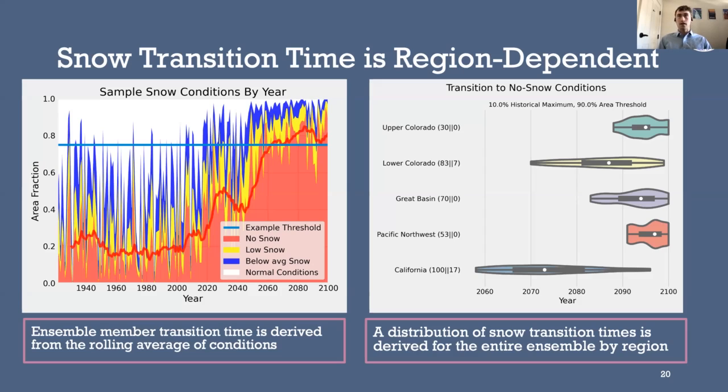Interestingly, California and Lower Colorado seem to be experiencing those conditions first. That's maybe indicative of their latitude, whereas the other regions seem to reach these conditions more towards the end of the 21st century.